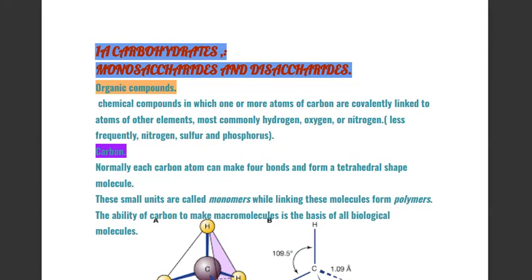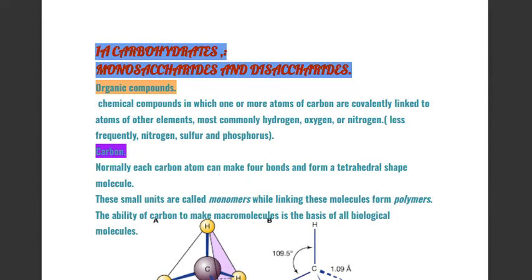1A carbohydrates, monosaccharides and disaccharides. Organic compounds. Chemical compounds in which one or more atoms of carbon are covalently linked to atoms of other elements, most commonly hydrogen, oxygen, or nitrogen, less frequently nitrogen, sulfur, and phosphorus.